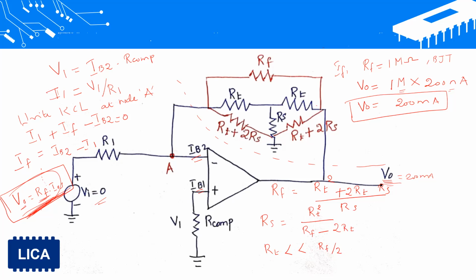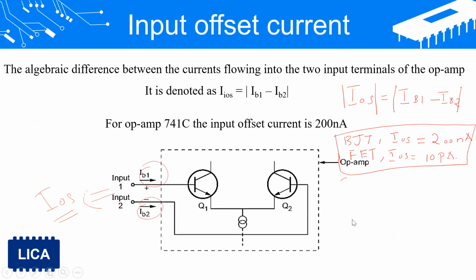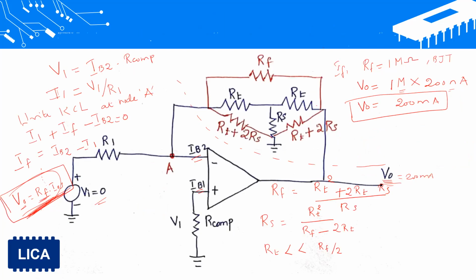So we have to insert this T-shaped network to compensate the offset current IOS. So this is about input offset current. Input offset current means, due to the mismatch between base currents, we are having unwanted output voltage. So that is called input offset current. Then we have seen how to compensate the input offset current.